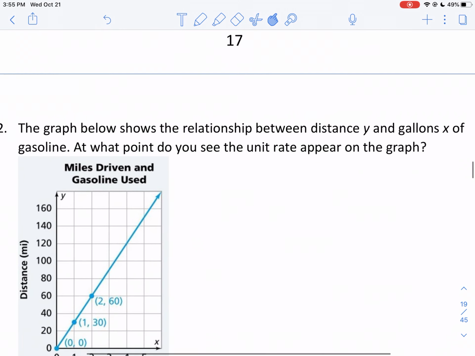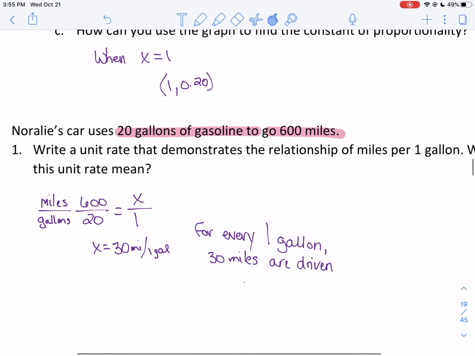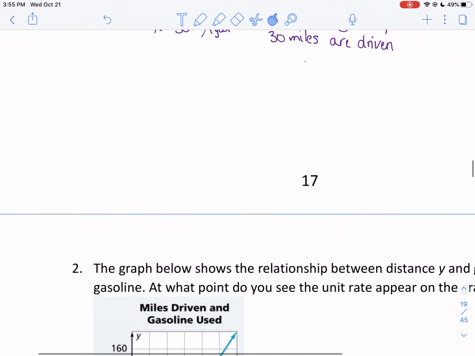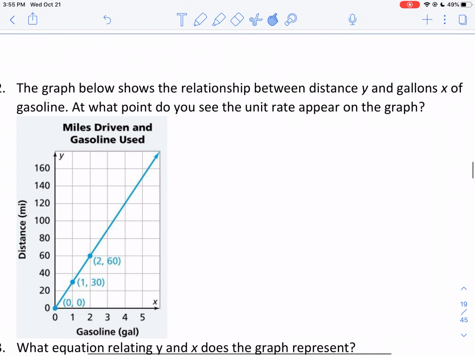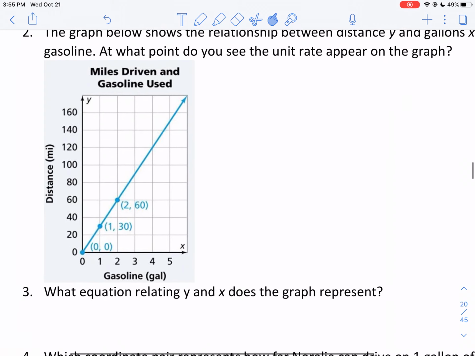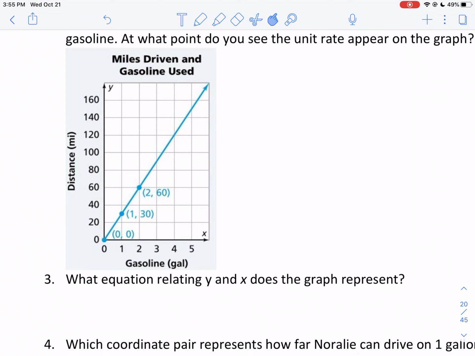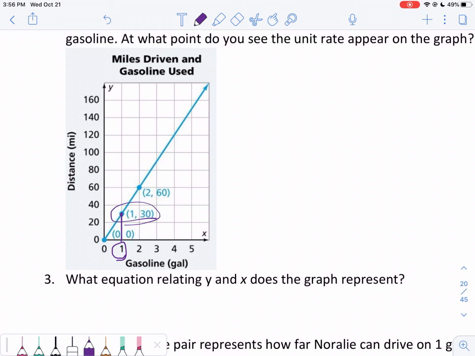Okay, next part. So we're still talking about Nora Lee's car uses 20 gallons of gasoline to go 600 miles. So the graph below shows the relationship between distance y and gallons x of gasoline. At what point do you see the unit rate appear on the graph? So looking at the graph here, where do we see the unit rate? Well, it's when x equals 1, right? So when x equals 1, right here, so we go up and find x, so we see it right there.